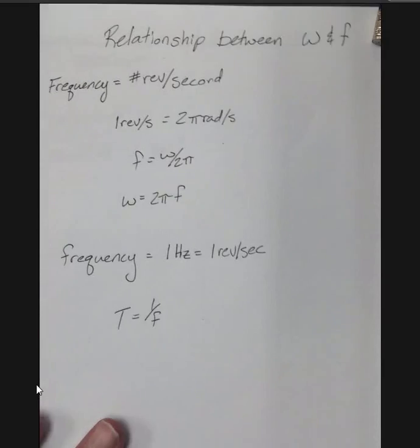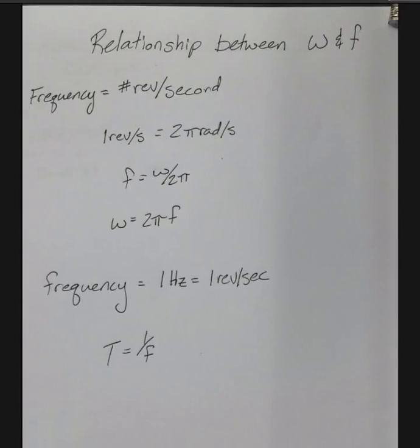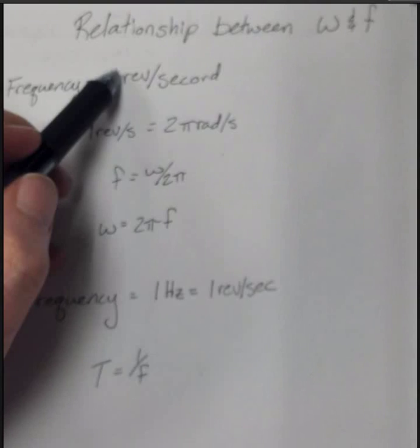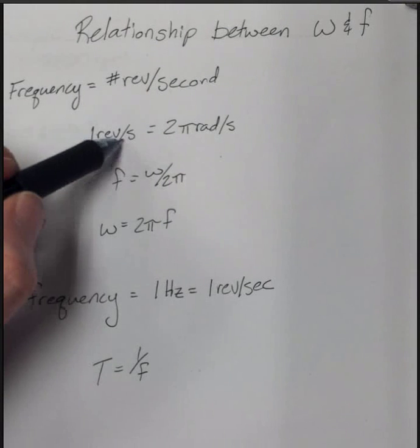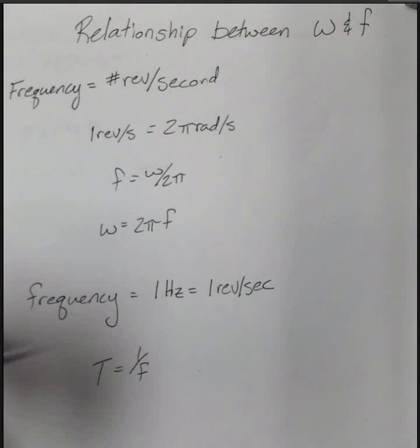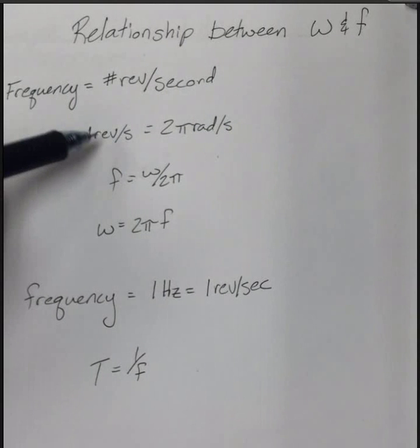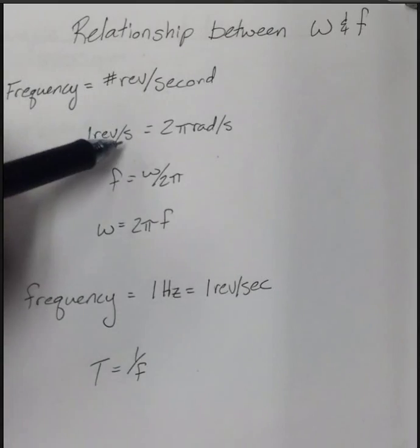So we're going to take a look at some important relationships. We're going to be revisiting the concept of frequency and period. So for frequency and period, let's remember first that frequency is the number of revolutions per second that anything can take. So 1 revolution per second would be a frequency. 10 revolutions per second would be a frequency. Notice that revolutions is a unitless concept. It's how many there are, and seconds are on the bottom.